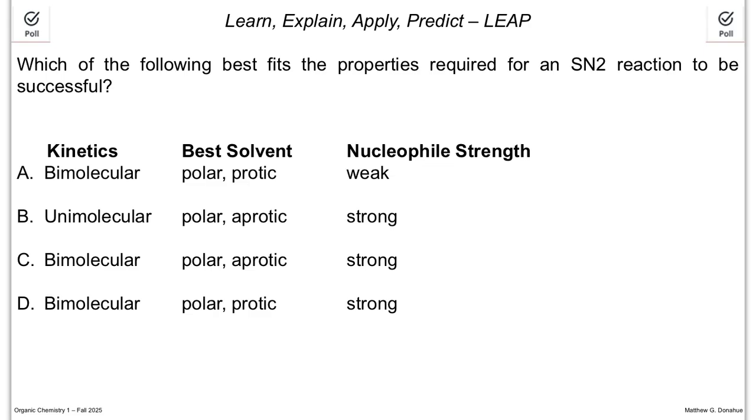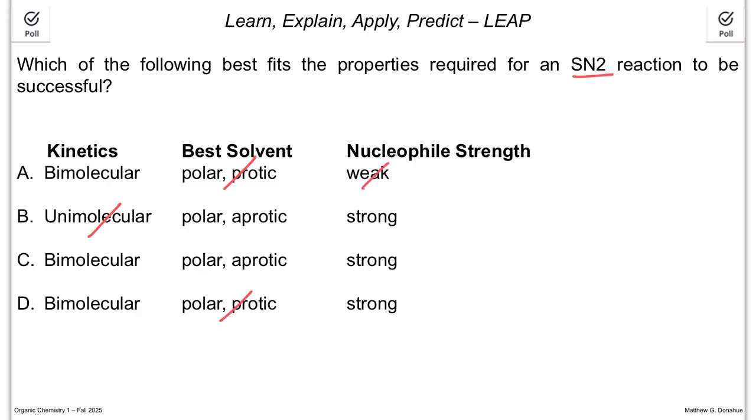So based on what we've learned regarding the kinetics, the solvent, and nucleophile strength, what are the best properties to make one of those reactions successful? So we can eliminate B because the 2 stands for bimolecular. And then the solvent needs to be polar and aprotic. So that'll eliminate A. And looks like it eliminates D as well.